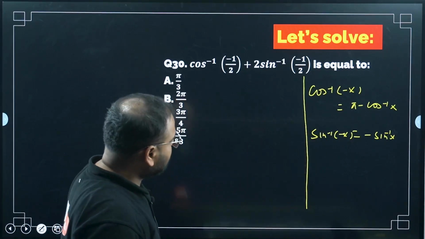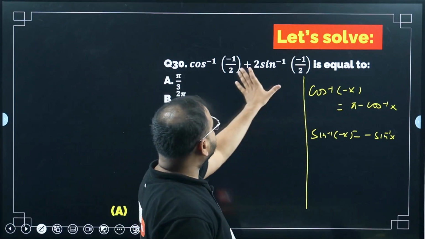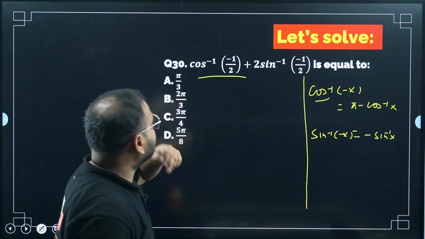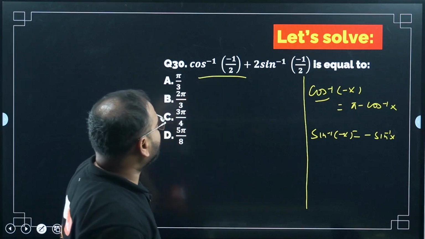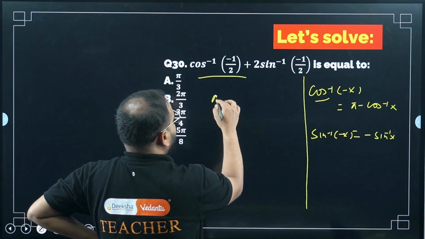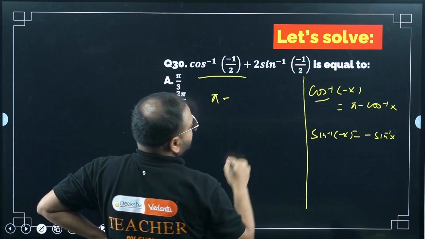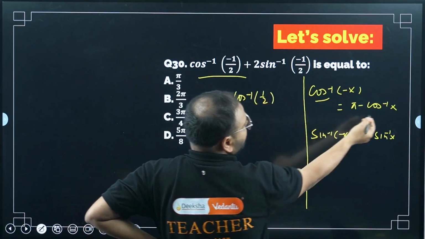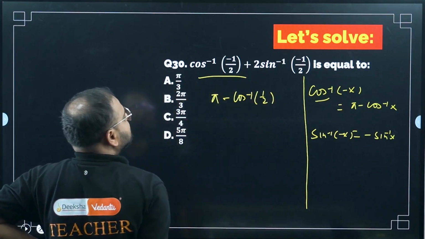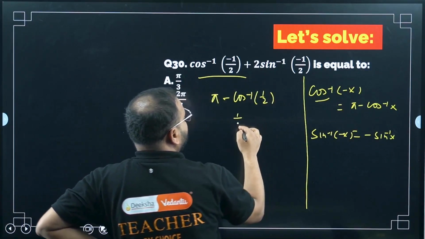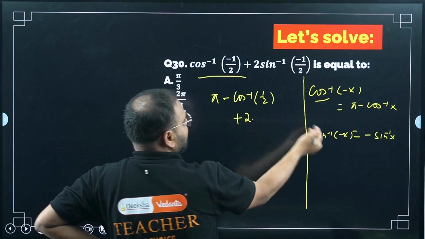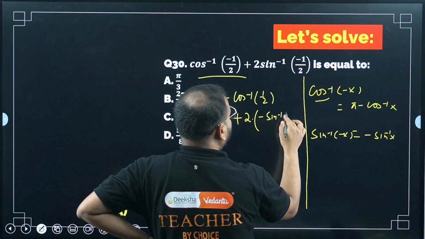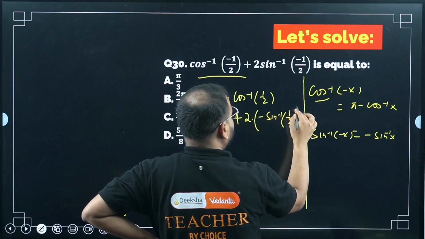Okay sir, let's see. We'll apply these concepts in the formula. If you compare this with this, what are you getting? Cos inverse of minus 1 by 2 will be nothing but pi minus cos inverse of 1 by 2, correct? Cos inverse of x. Plus 2 will remain the same, and this will become minus sine inverse of 1 by 2.